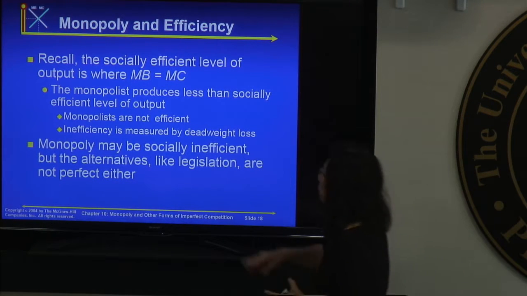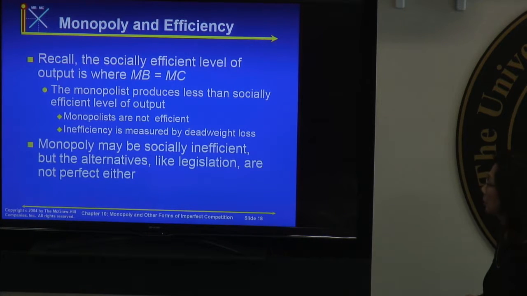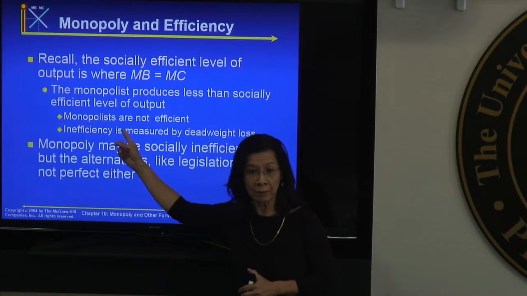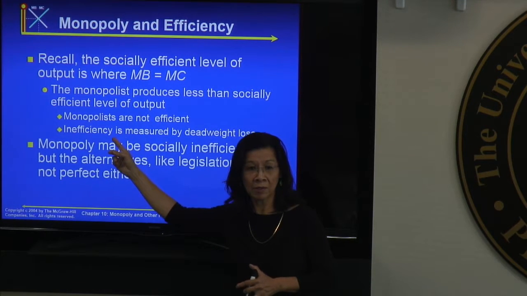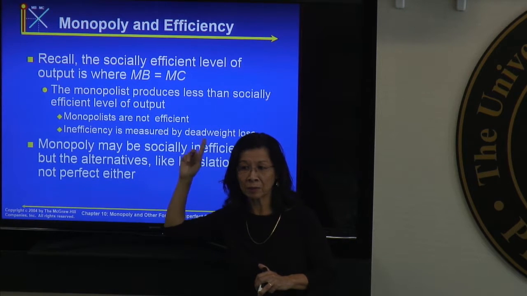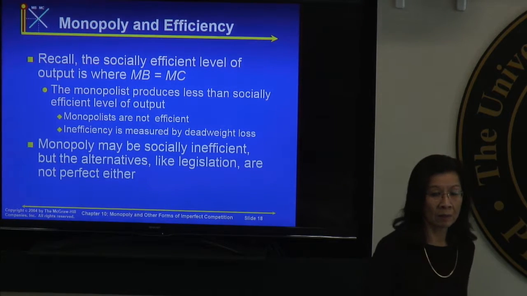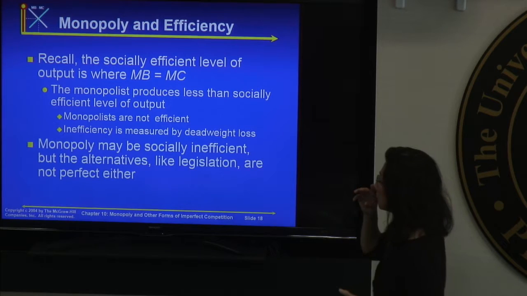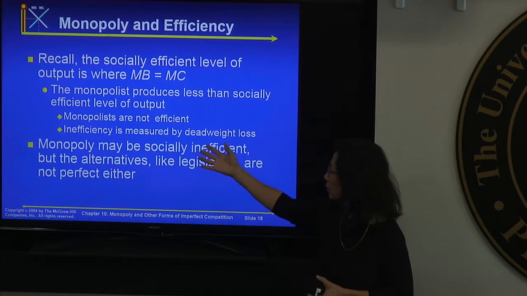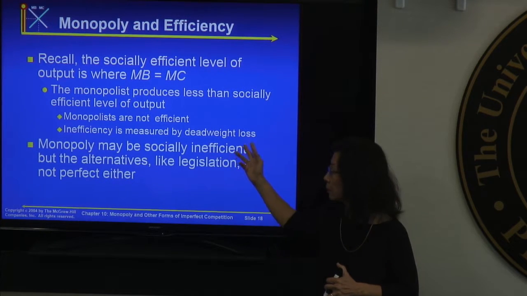So, socially efficient level of output is where marginal benefit equals marginal cost. Monopoly produces less than the socially efficient level of output. We agree, because it was 8 instead of 12. Socially inefficient because it produces the deadweight loss, which is inefficient. You don't want that. So now we say, okay, monopoly is not efficient, and this inefficiency is measured by the area of that triangle. We call that triangle deadweight loss.